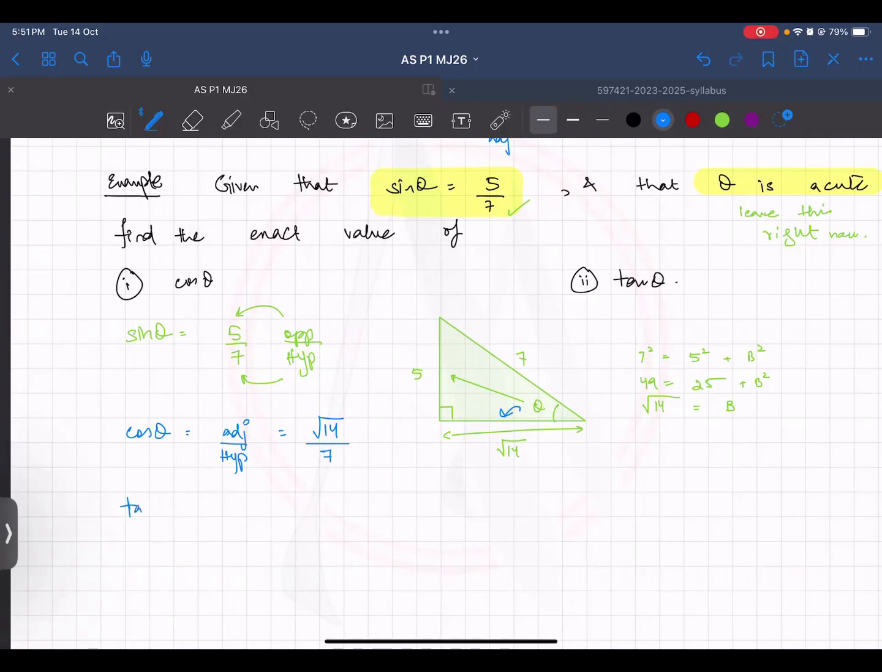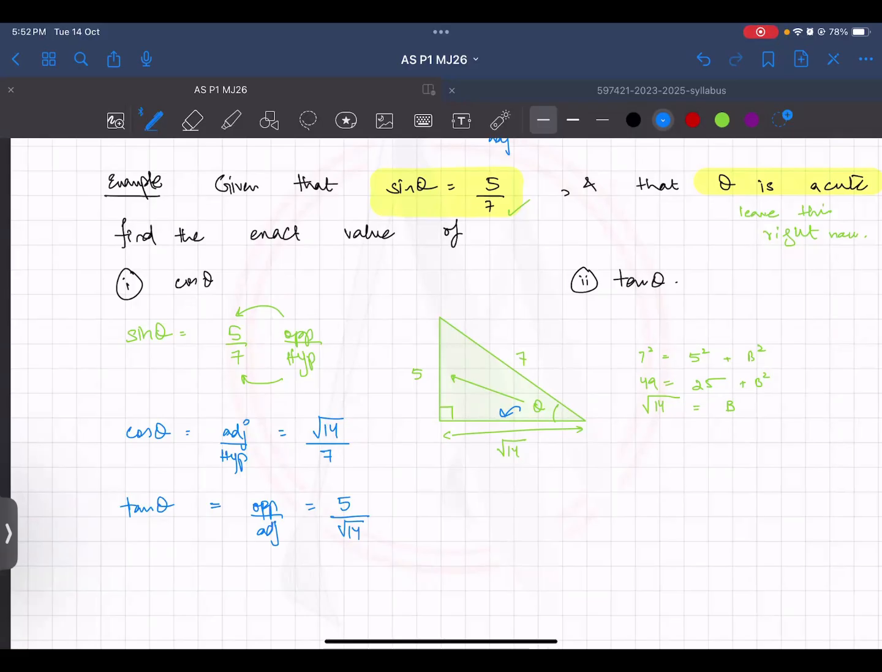And for tan theta, this will be, theta is acute, and your tan is adjacent upon hypotenuse. No, opposite upon adjacent. So opposite we know it is 5 and adjacent we know it is under root 14. So these are the exact solutions. These are the two answers. That's what they were asking you to find.